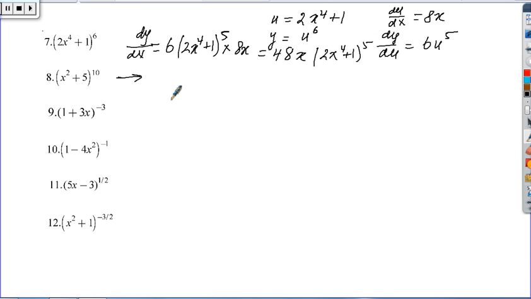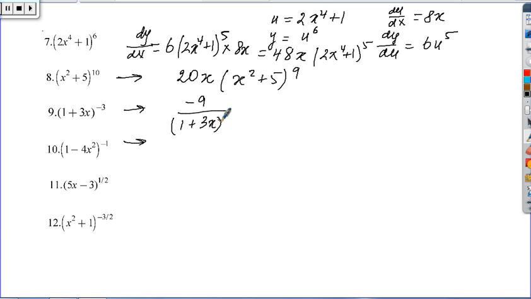So answers here are going to be for du by dx. Here you should get 20x(x^2+5)^9. Here you should get minus 9 over (1+3x)^4. You can also write your answer as minus 9(1+3x)^-4, it doesn't matter. And for this question you should have 8x(1-4x^2)^2.